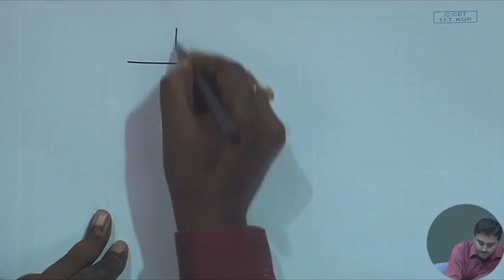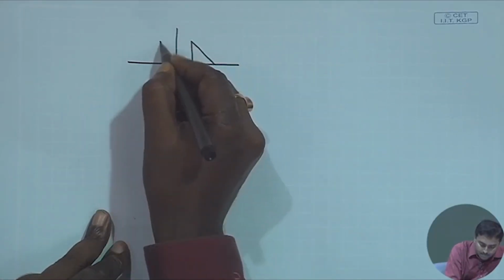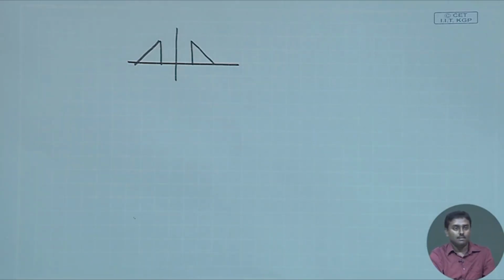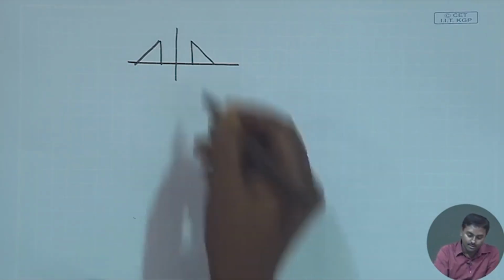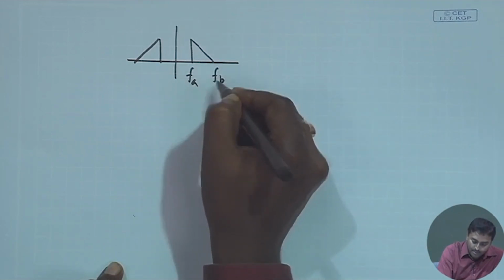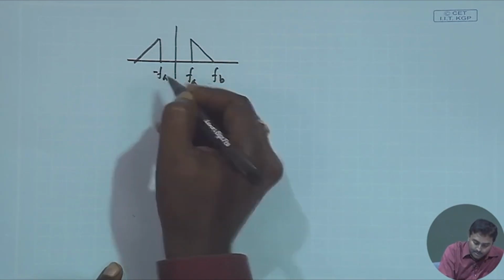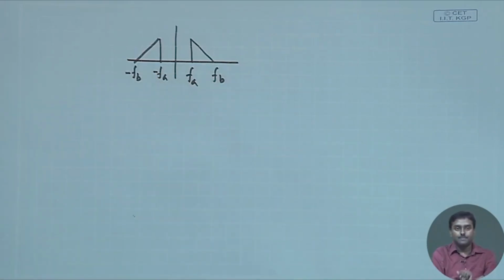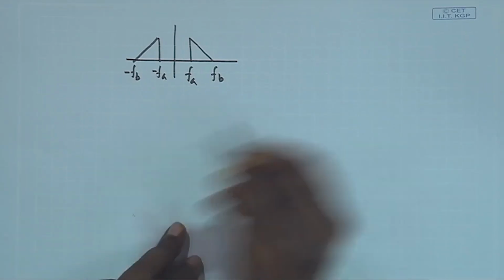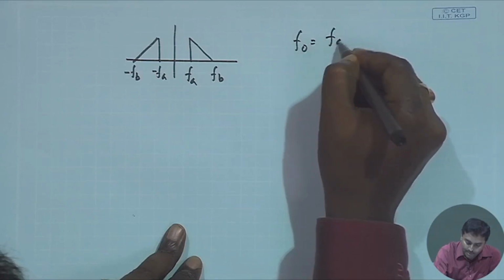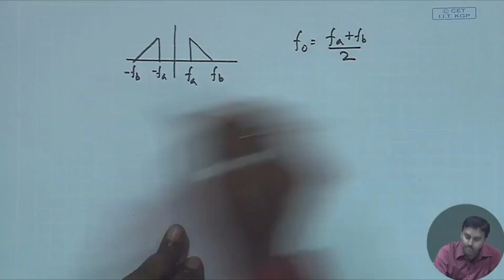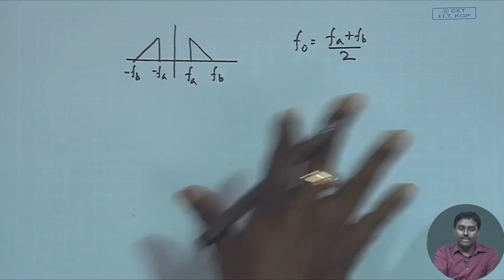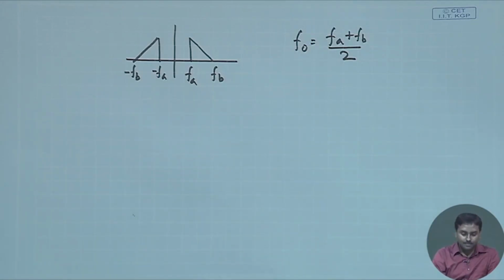So, what he has done is something like this. Let us say this is the signal representation. This is my Fa, this is my Fb, this is minus Fa and this is minus Fb. So, the modulation he has employed is at a frequency F0, which is nothing but Fa plus Fb divided by 2. It will be very clear why he has chosen this frequency. Okay. So, immediately if you do that, what will happen?